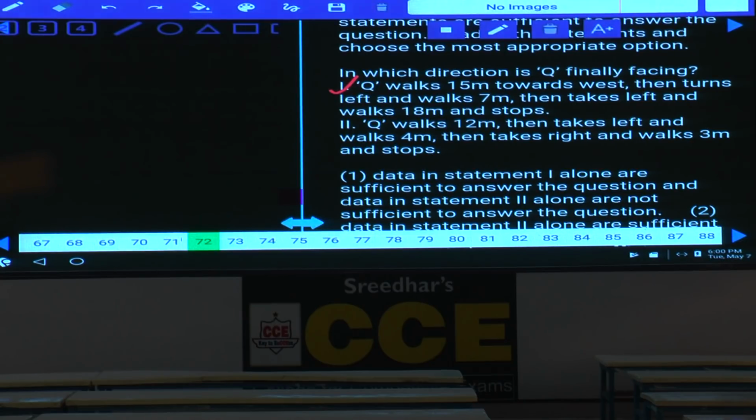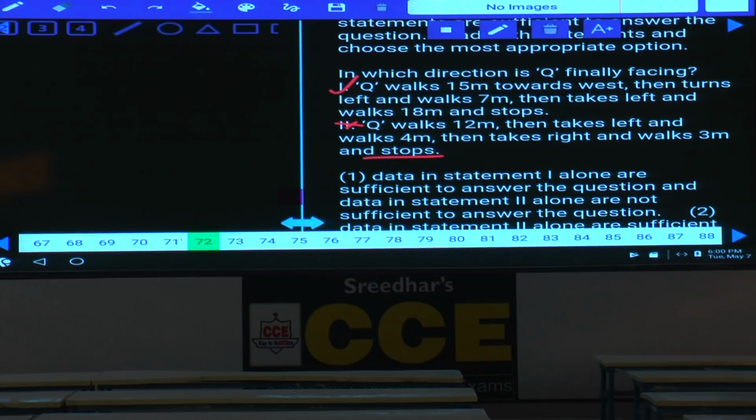Then coming to the second, Q walks 12 meters, then takes left and walks 4 meters, then takes right and walks 3. The initial direction is not given, so the second one is not sufficient, and only 1 alone is sufficient, choice 1. Now this is 72. After this 72, you can opt for question number 75.